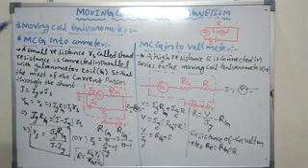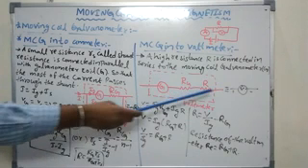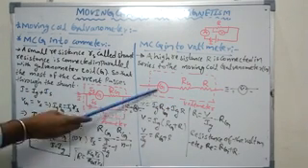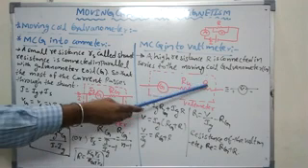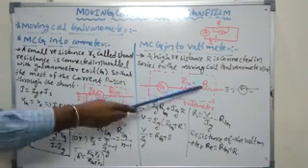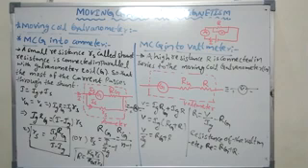Now we are going to understand how much series resistance must be connected to the galvanometer so that we can measure the potential difference V. What is the potential difference across this galvanometer? It is Ig into Rg plus Ig into R. How much current is flowing through the galvanometer? Ig.